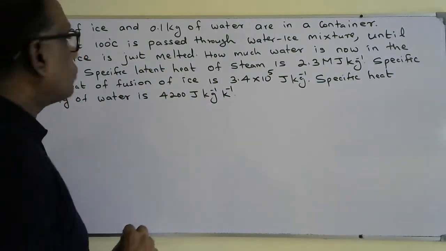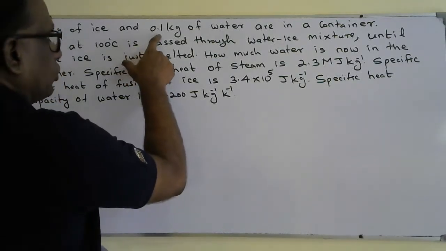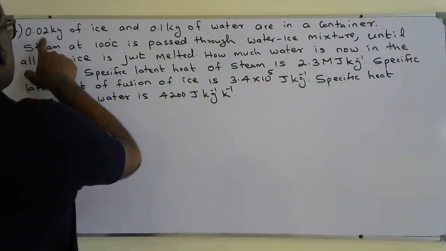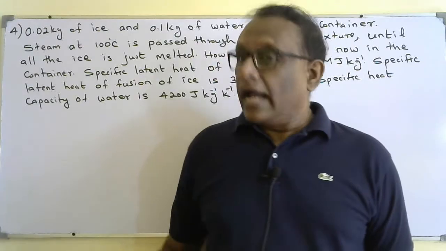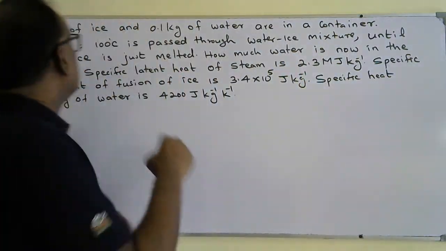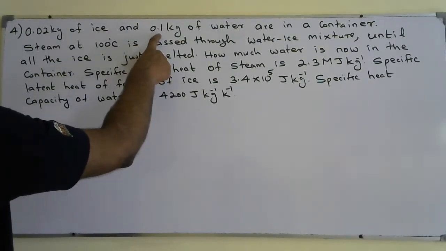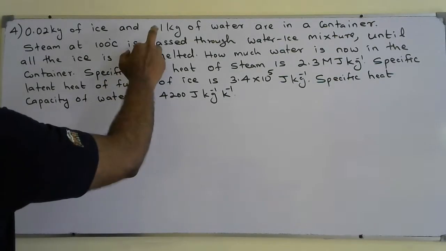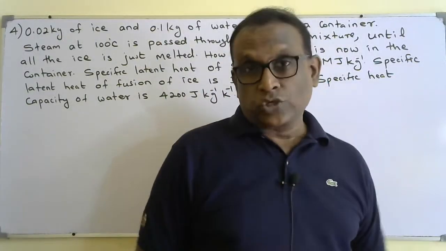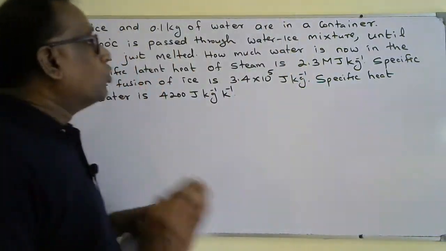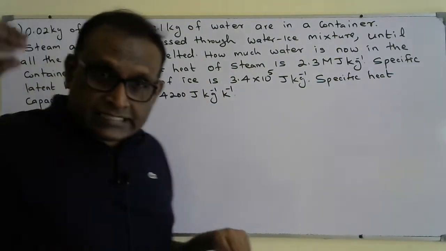How much water is now in the container? Finally, how much water will be there? Because already 0.1 kilogram of water is there, we know that. Now 0.02 kilogram of ice is going to melt, which means there will be an extra 20 grams, because 0.02 kilogram is equal to 20 grams. So 0.1 kilogram with this ice added, 0.12 kilogram of water is going to be there, but there will be more water, because the steam at 100 degrees Celsius is the agent that's going to melt the ice.